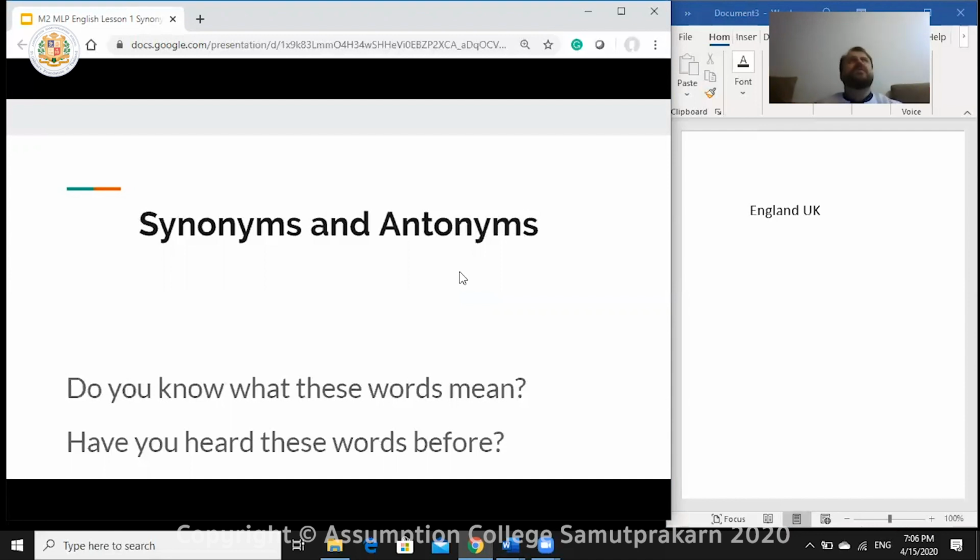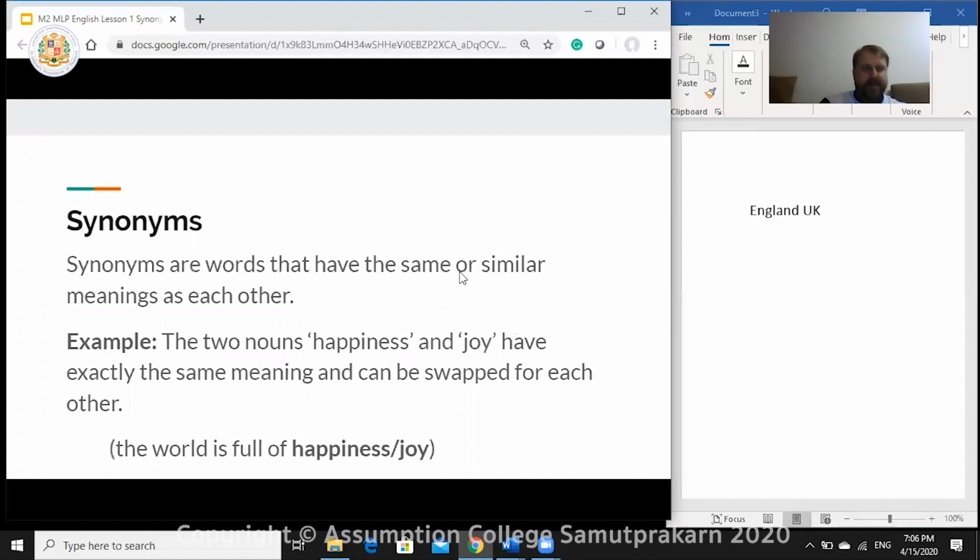So first of all, we'll talk about synonyms. That's what we'll talk about first, okay? Let's see what you thought this word means. Let's see if that is right. I bet it is. All right. So, synonyms. Synonyms are words that have the same or similar meanings as each other.